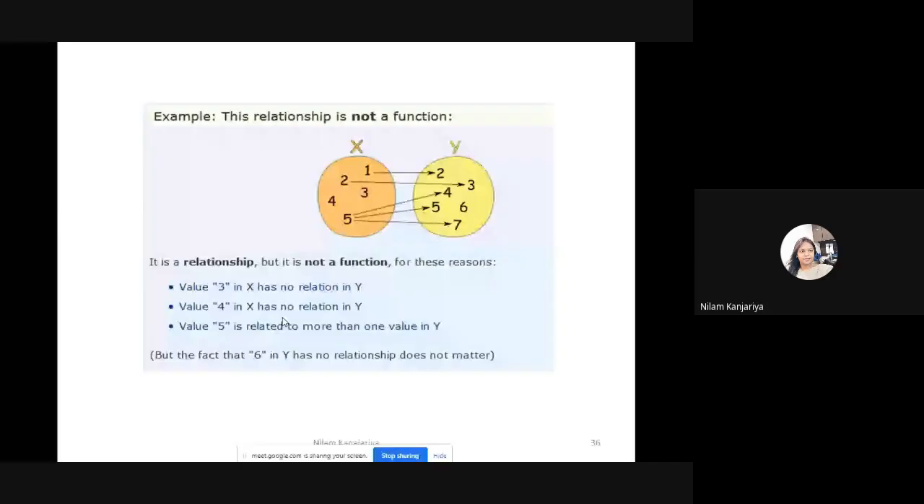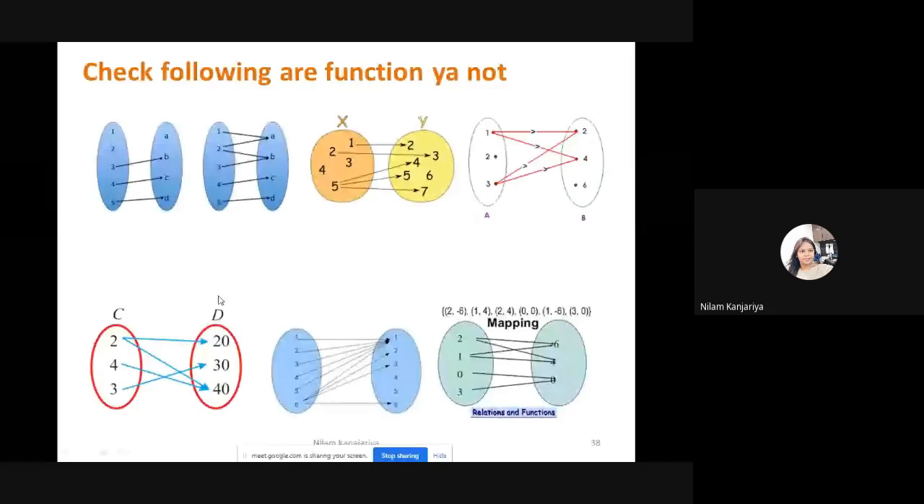Okay. Now the next step. Look at here. The first Venn diagram is not a function, because two elements of the domain are not making a relation. Similarly, the next Venn diagram is a function here.